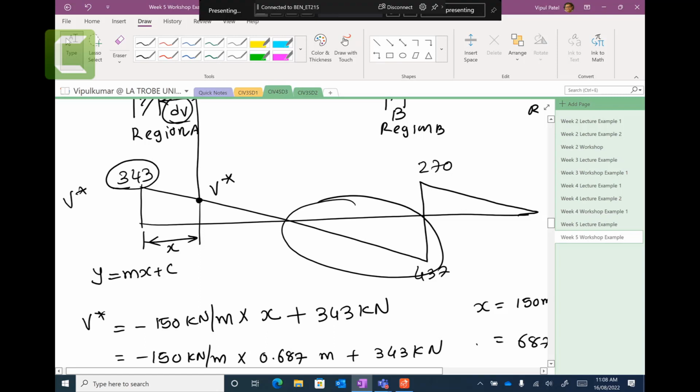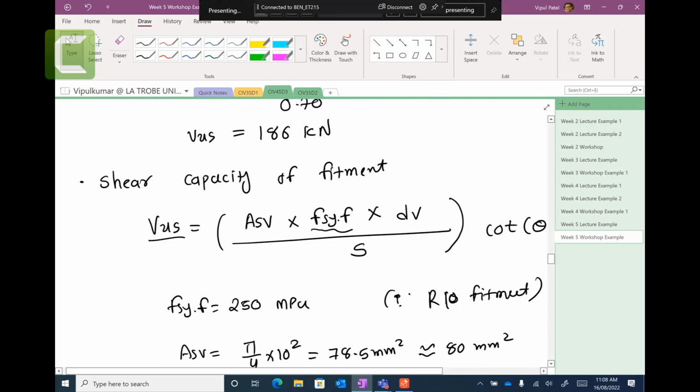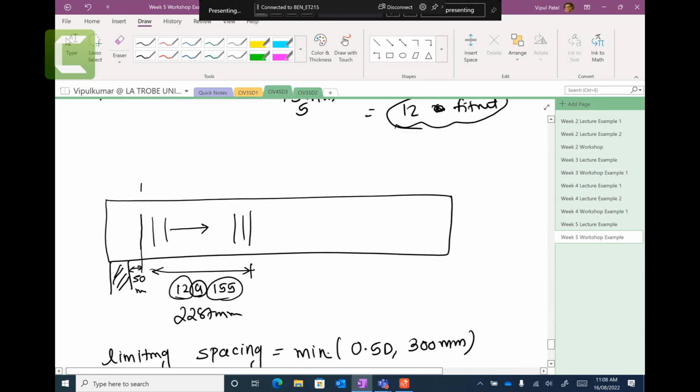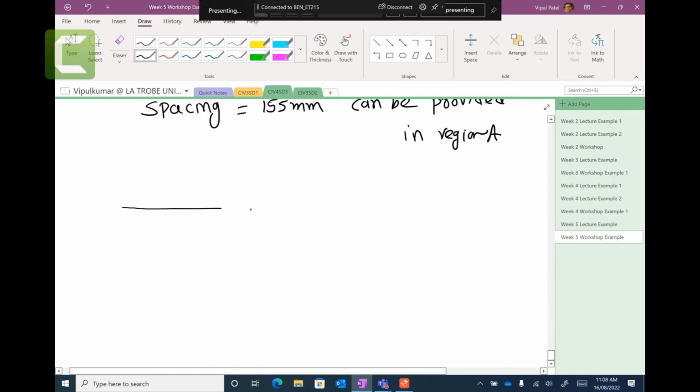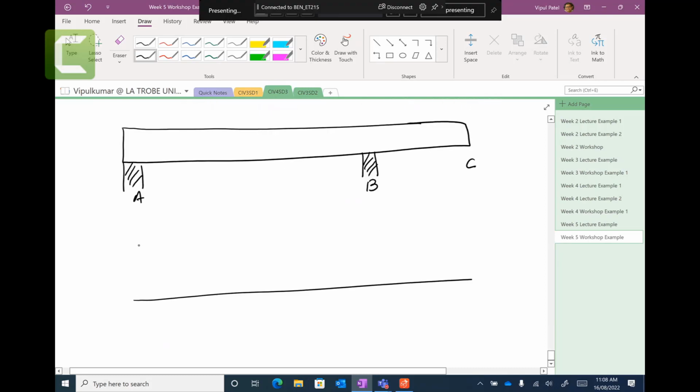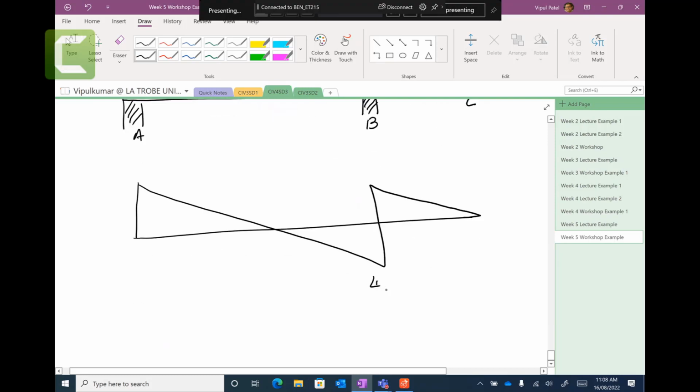All right. So the next part is to do with this zone. Same story. We calculate the shear. Let me draw up the beam. So we have this beam. We have support at A, support at B, and this is C. And we have a shear force diagram that looks like this, which is 437 kilonewtons and 270 kilonewtons, and we have 343 kilonewtons.